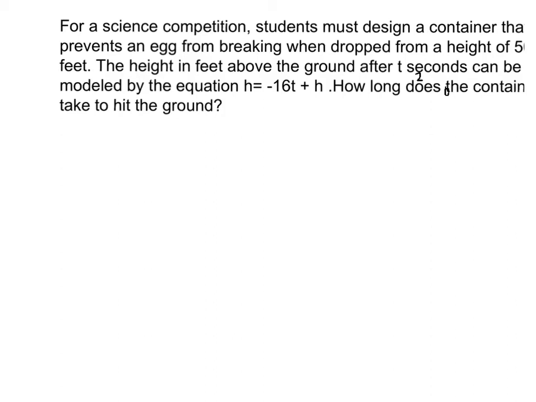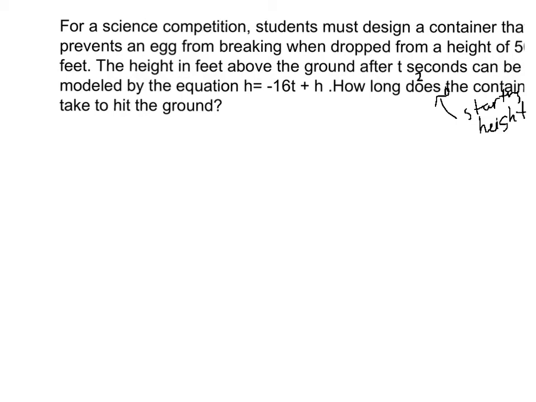The second example we're going to look at says, for a science competition, students must design a container that prevents an egg from breaking when dropped from a height of 50 feet. The height in feet above the ground after t seconds can be modeled by the equation h equals negative 16 t squared plus h naught. H naught, h of 0, that's your starting height. So if you want to add into your notes that this is always the starting height, that'd be a good thing to add.